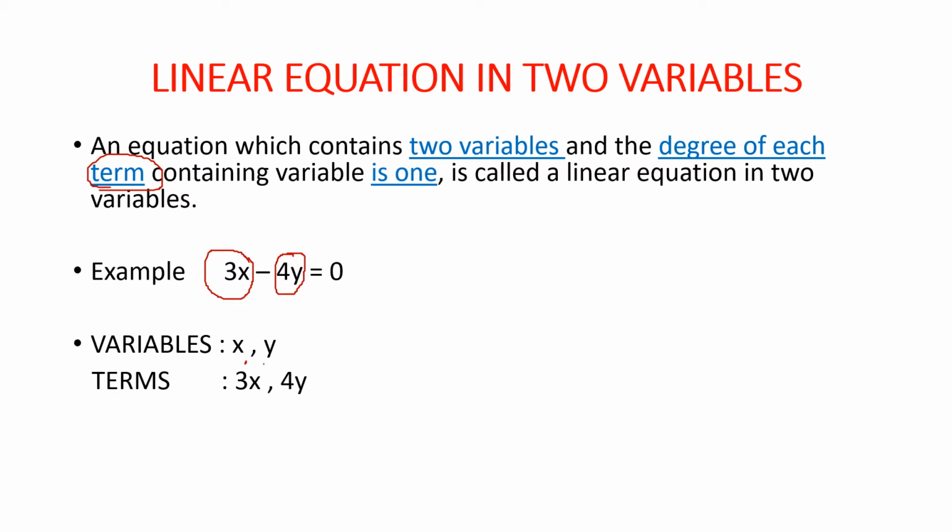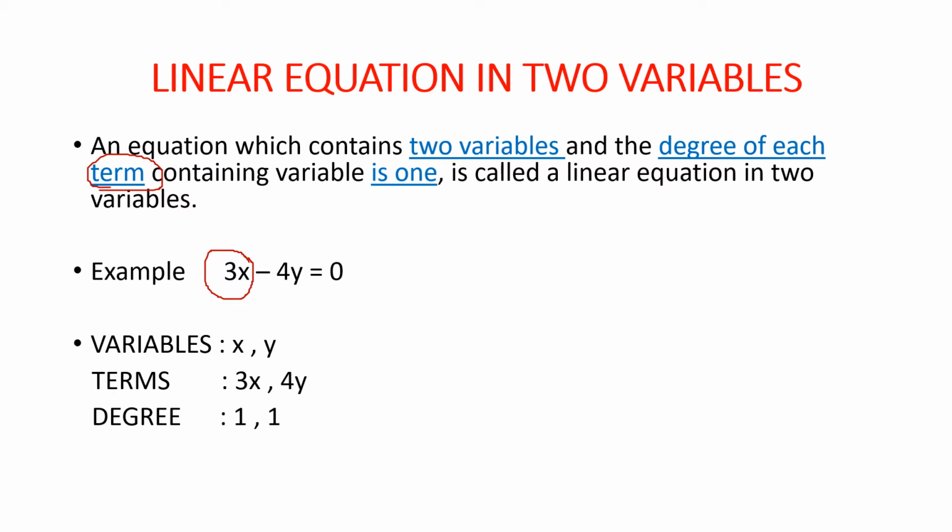So if the degree of the variable is 1, then you will say that it is a linear equation in two variables. Since this x and y both have 1 as their degree, these equations are called linear equations in two variables. So what are the necessary conditions here? First, there should be two variables, and secondly, the degree of these variables should be 1.